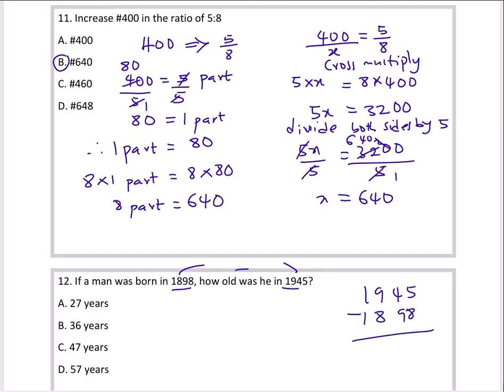Let's subtract. 5 cannot minus 8, so this becomes 15. 15 minus 8 should be giving us 7. And then this is remaining 3. But 3 cannot minus 9, so we'll add 1 to this 3, it becomes 13. 13 minus 9 is 4. So here we are left with 8. 8 minus 8 is 0. 1 minus 1 is 0. So we are left with 47. That's 47 years. Option C is correct, 47 years.